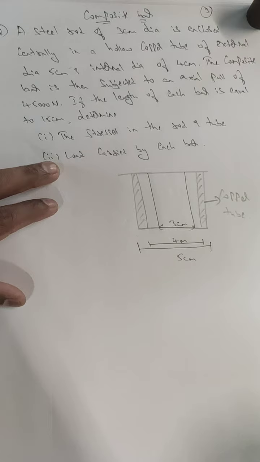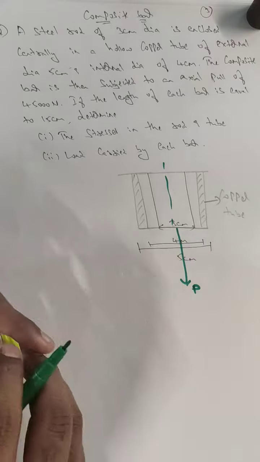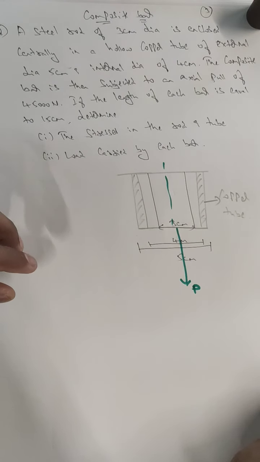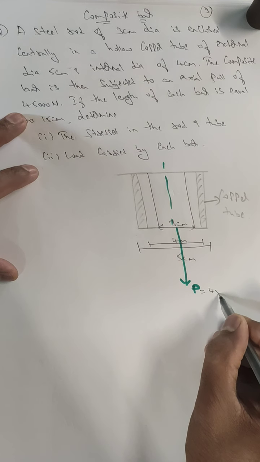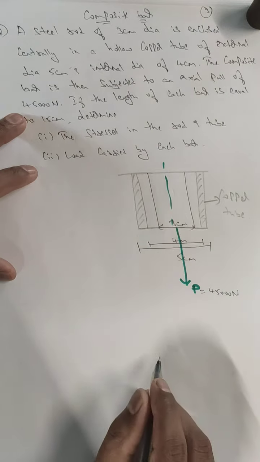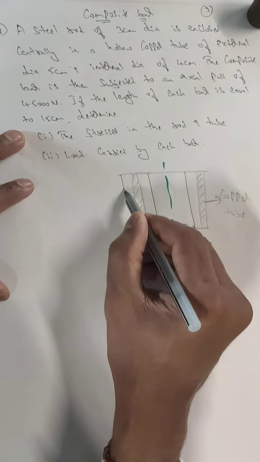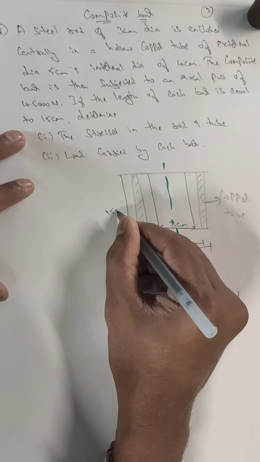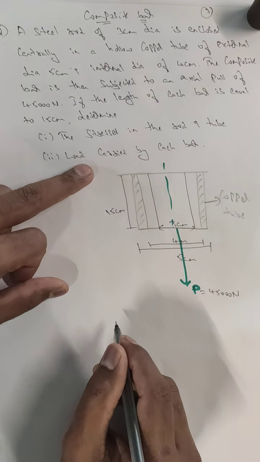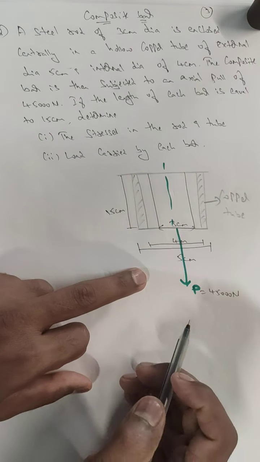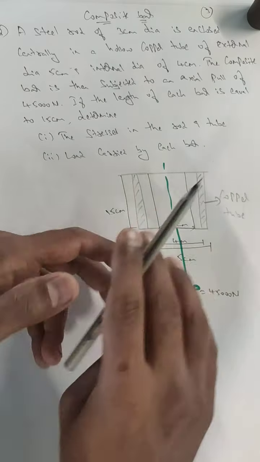The composite bar is subjected to an axial pull. Here he is applying a force P axially. The force is 45,000 Newton. The length of each bar is equal, 15 centimeter. Determine, first, the stress, second, the load carried by each bar, and the stress in the rod and in the tube.